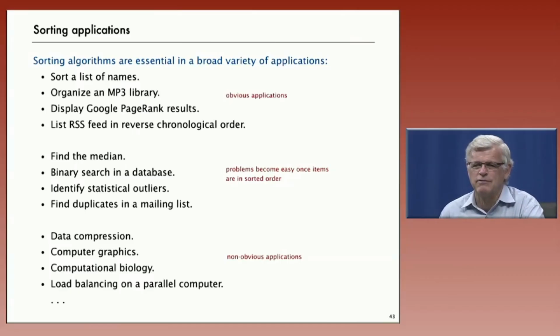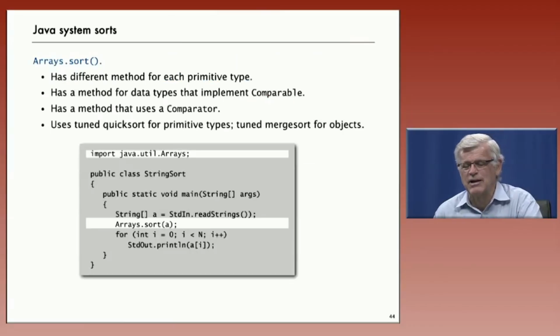And then there are plenty of applications that we'll see later in this course, like data compression or computer graphics, like finding the convex hull, applications in science, such as computational biology, or in systems development, where having an efficient sort is absolutely crucial. So because there are all these applications, most programming systems have a fast sort as an important part of their infrastructure. And Java is no exception.